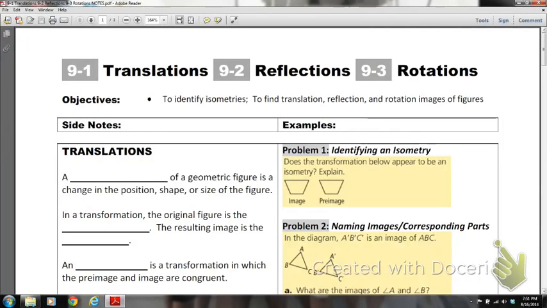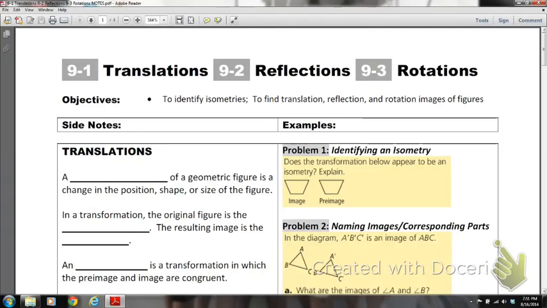In this lesson, we're going to be talking about different kinds of transformations. Specifically, we're going to be talking about translations in this lesson. You have 3 pages of notes, and we're going to cover one each day this week. Translations are going to be the first one that we cover, but our objective is to find translations and to identify isometries. And we will define what an isometry is in this lesson as well.